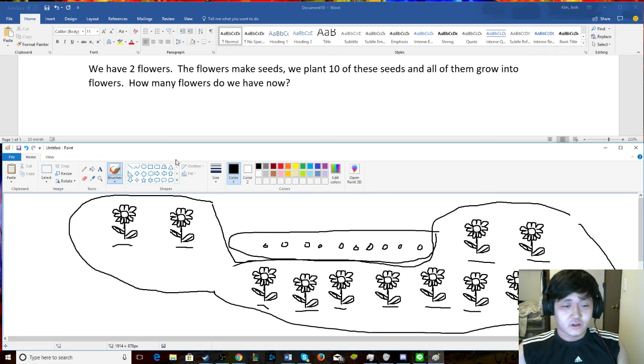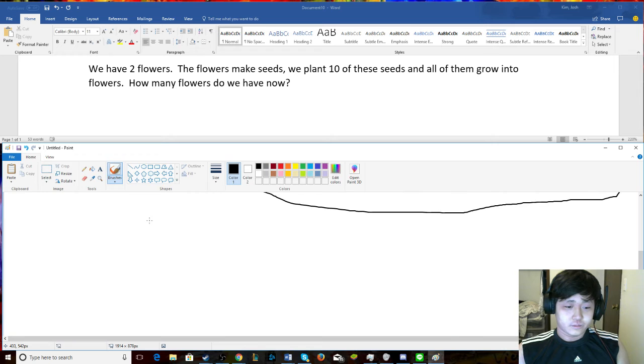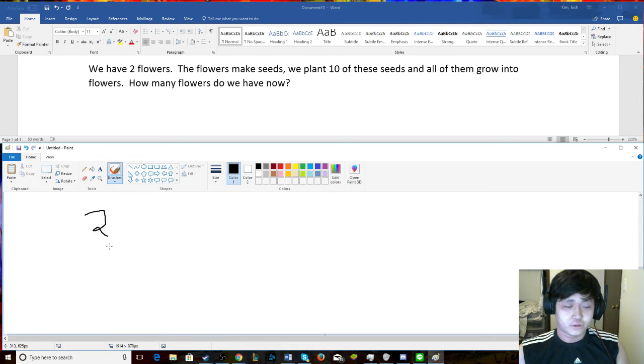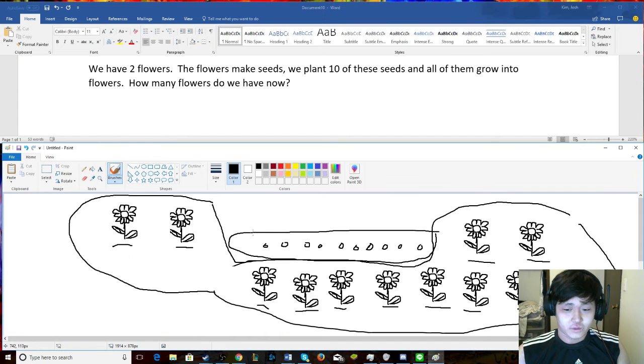So another way to do this is to just give ourselves numbers based off of the story. So we start off with 2 and then they make seeds. And we know that this is an addition problem because we're saying how many flowers do we have now, meaning we have to take the flowers we had before and add them to the flowers that we have now. So 2 plus the 10 seeds that all grew into flowers, and that would be 10 flowers. And if you can do this, 2 plus 10 equals 12, which is the same answer we came up with up here.